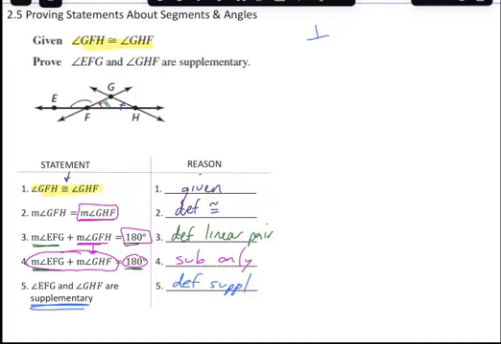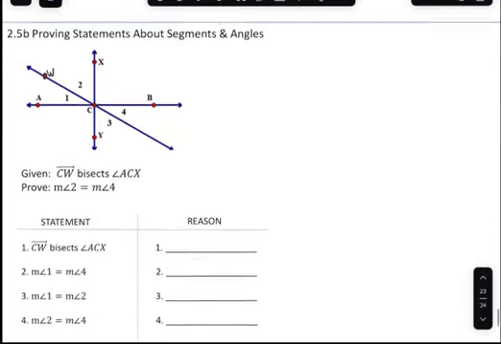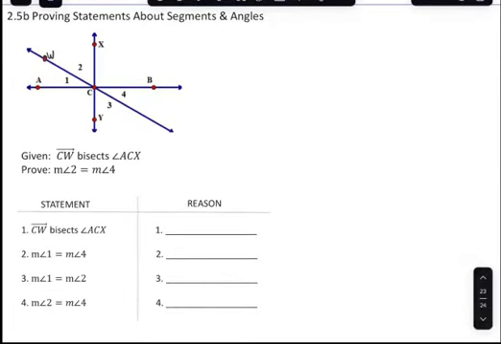And so those are the types of relationships that you will see involving angles here. All right, so let's take a look at this next example. We're gonna walk through this one here together again. Okay, so here's your given information.